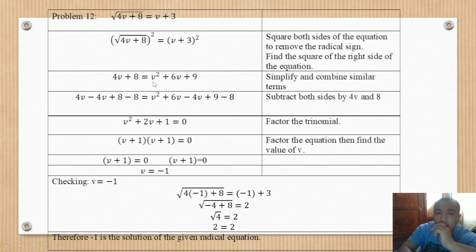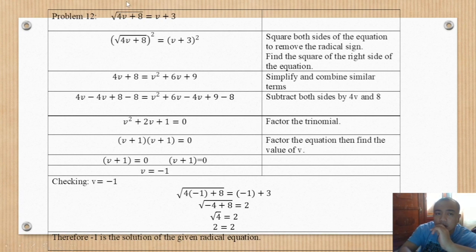Then transpose 4b: b squared plus 6b minus 4b plus 9 minus 8 equals 0. 6b minus 4b is 2b. 9 minus 8 is 1. So, solving for b here, it's negative 1. Yes, negative 1. Both solutions for b are negative 1. So, equal yung solution niya.